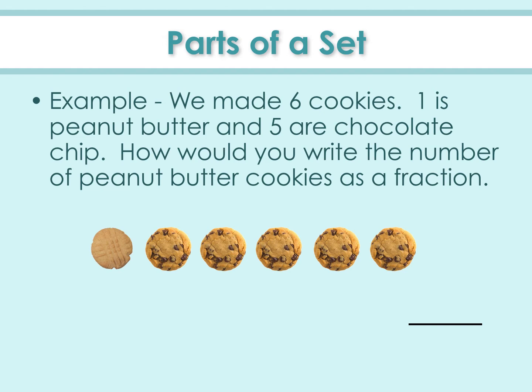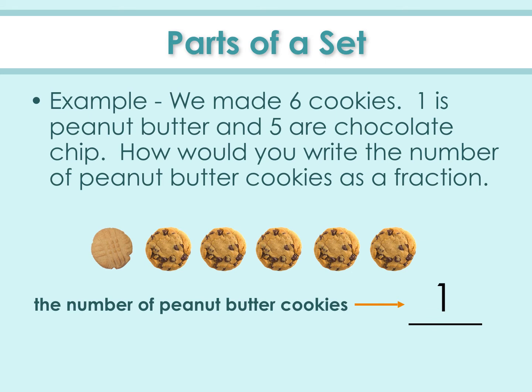Remember that the numerator will be the number we have counted or separated. So this question asks for the number of peanut butter cookies. If we count how many we have, we only have 1. So our numerator would be 1. The denominator is going to be the total number of cookies that we have. So if we count how many cookies we have all together, we have 1, 2, 3, 4, 5, and 6. Then we find that our denominator will be 6.